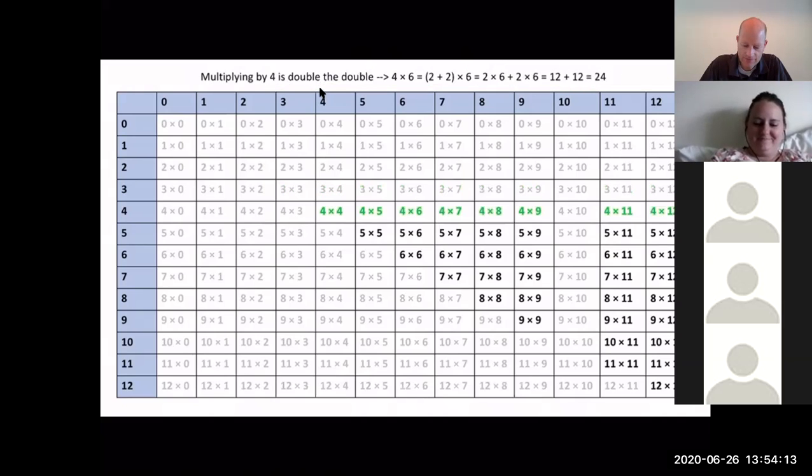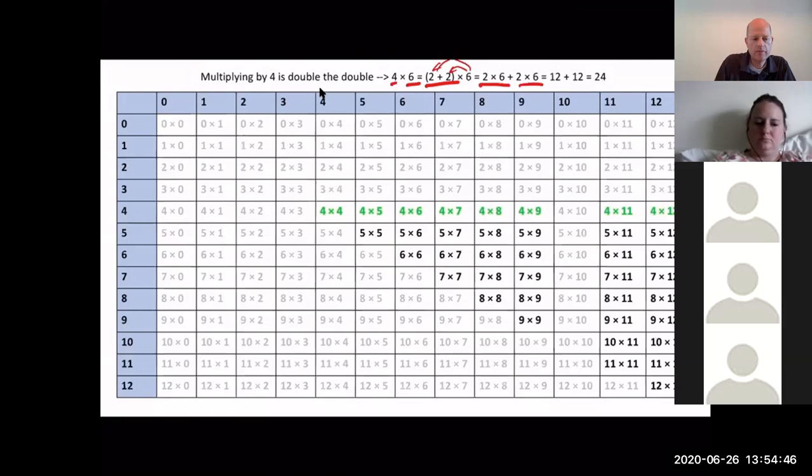Now, approaches to 4s tables. The one in the book they call doubling the double. So you split your 4 into 2 times 2. If I wanted to do 4 times 6, I can do 2 times 2 times 6, which means I distribute the 6 to these sums. Remember, distribution is multiplication over addition, the two basic operations there. And I have 2 plus 6 times 6 plus 2 times 6.